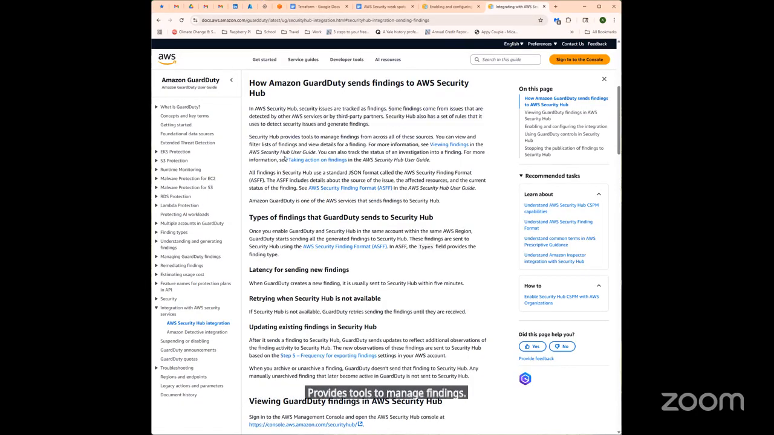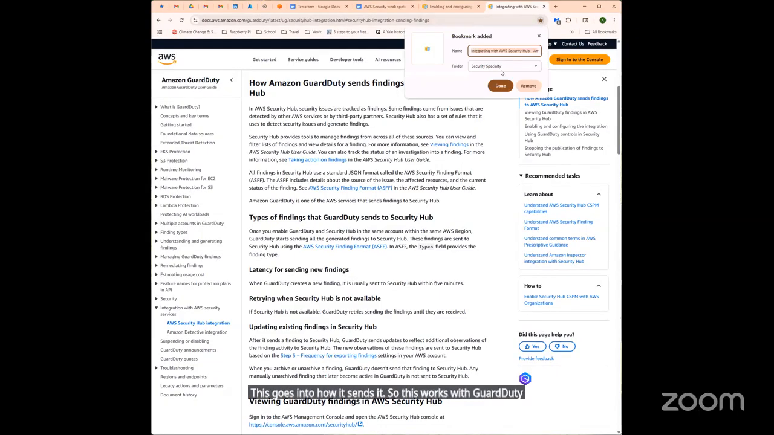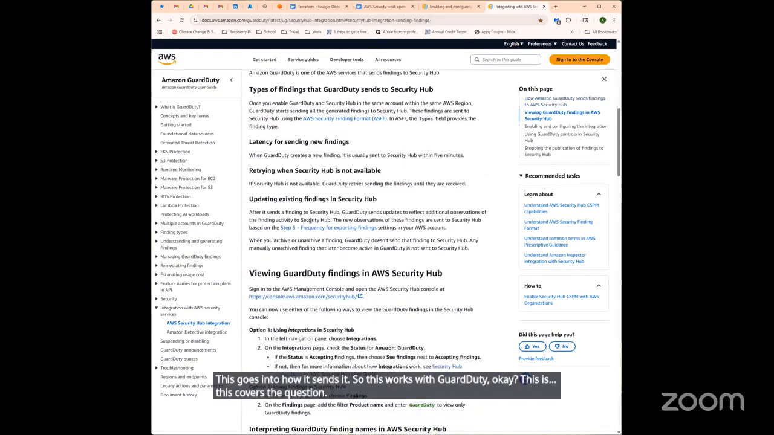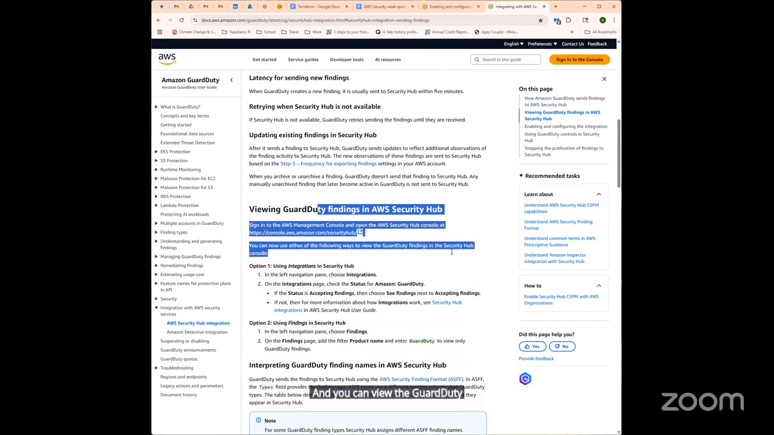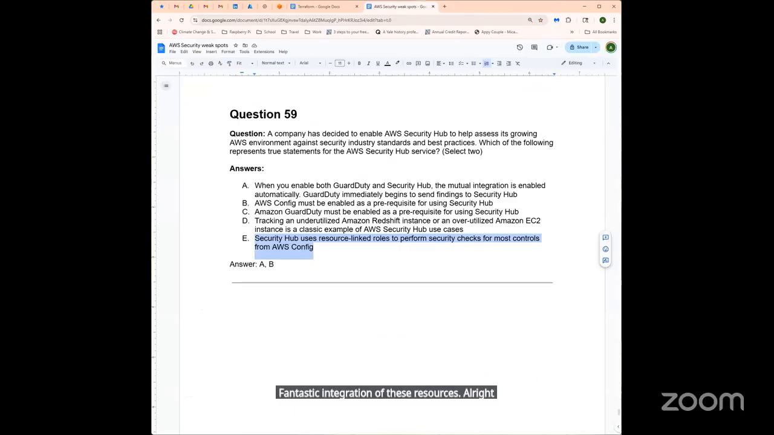All right, so this goes into how it sends it. This works with GuardDuty. This covers the question, and you can view the GuardDuty findings in Security Hub. This is fantastic integration of these resources. All right, let's go to the next question.